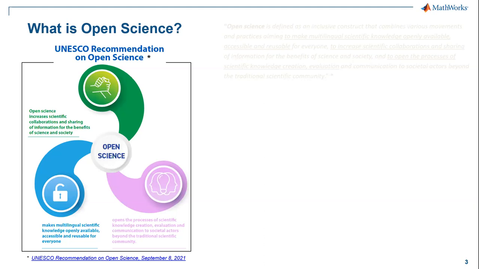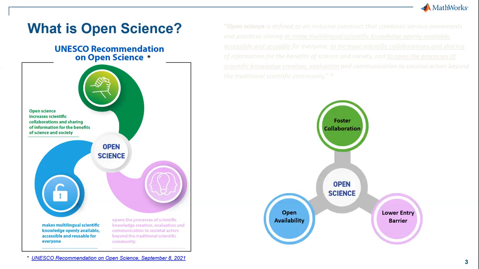There are three main areas or three pillars for this open science definition. One, in green, focuses on increasing scientific collaboration and sharing of information for the benefit of science and society. The second one, in blue, addresses the openly available, accessible, and reusable aspects of open science. And the third one explains that scientific knowledge creation, evaluation, and usage should go beyond the traditional community, more openly. So I summarize them in a very simple picture with three pillars. First, foster collaboration, open availability, and lower entry barrier.